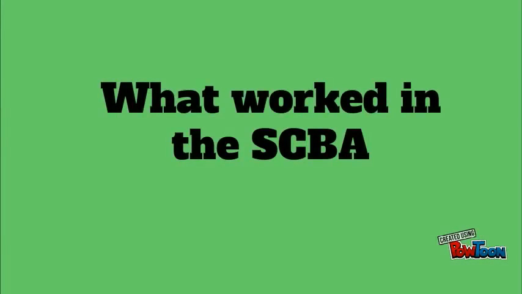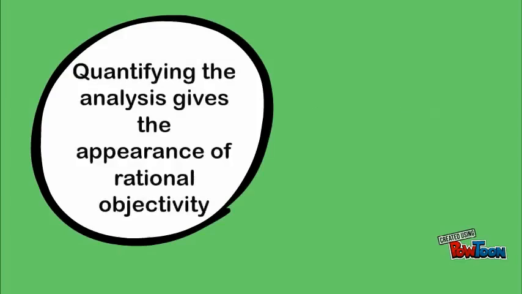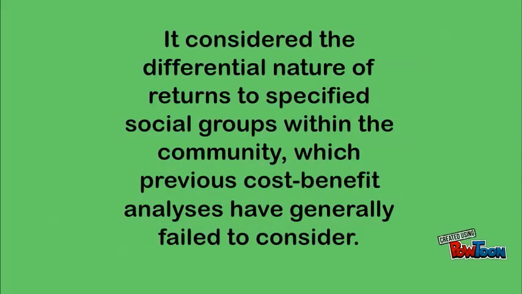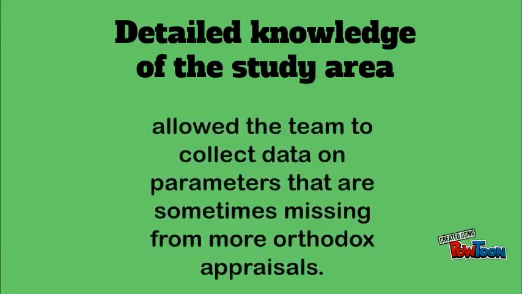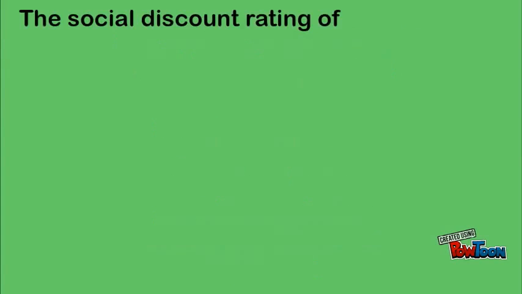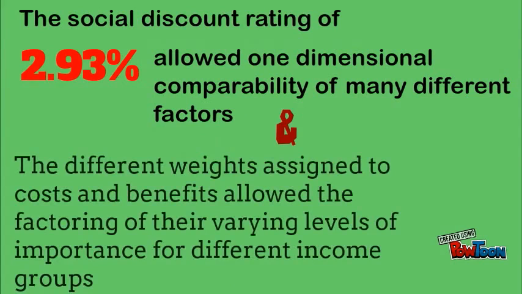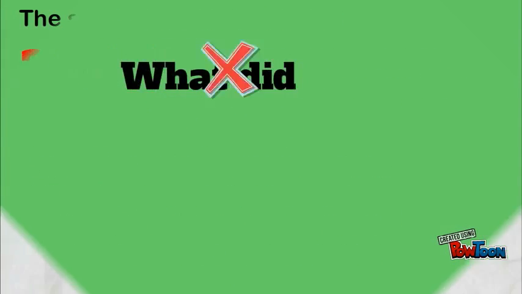What worked in social cost-benefit analysis? Quantifying the analysis gives the appearance of rational objectivity. It considered differential nature of returns to specified social groups, detailed knowledge of the study area, as well as a social discount rating of 2.93%, allowing a one-dimensional comparability of many different factors.